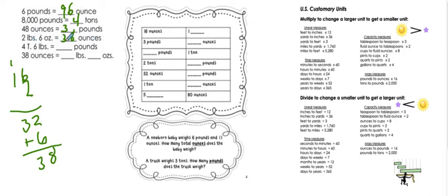Now we're going from tons to pounds, so a large unit to a small unit. Large to small means we're going to multiply by 2,000. So 4 times 2,000 is 8,000. But we have these 6 pounds left over. So we're going to add in that 6 to get us a total of 8,006 pounds. That's hard to read, but it's 8,006 pounds. It's the equivalent to 4 tons, 6 pounds.